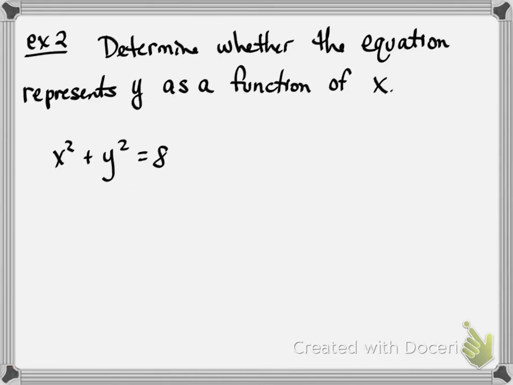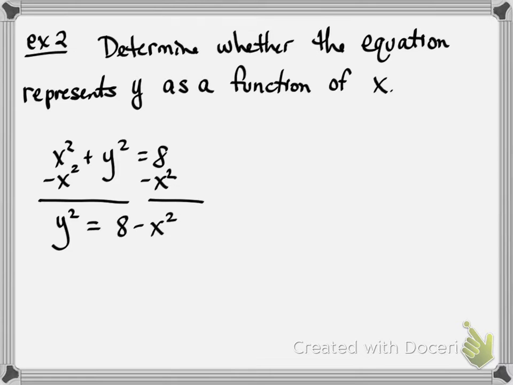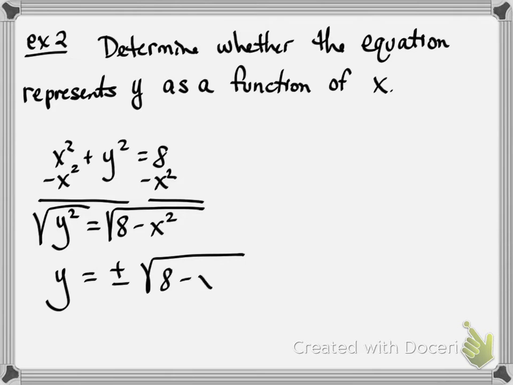Okay, example 2 asks us to determine whether the equation represents y as a function of x. That sounds pretty confusing. They just want to know, is this a function? If you graphed this, would it pass the vertical line test? The easiest way to try to graph it is to solve it for y. So we could subtract x squared from both sides, and we would get y squared equals 8 minus x squared. And then we could take the square root of both sides, and we get plus or minus the square root of 8 minus x squared.